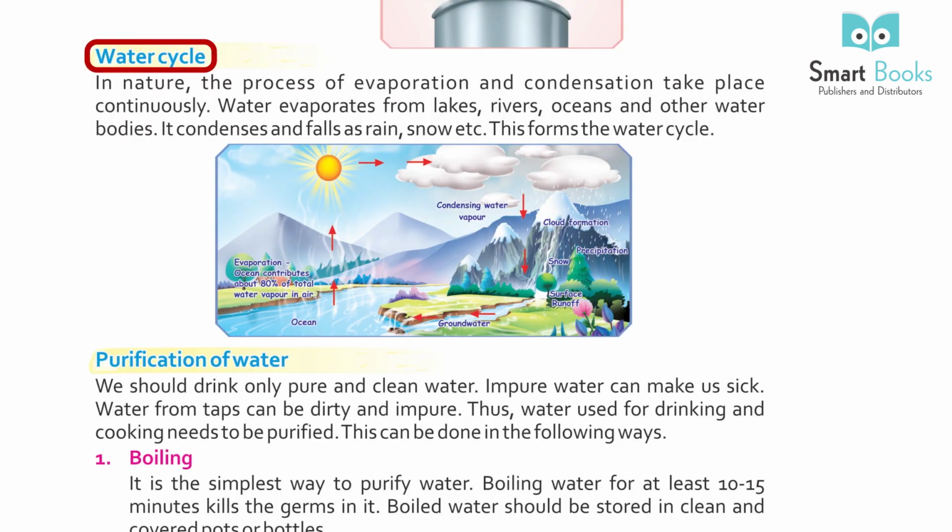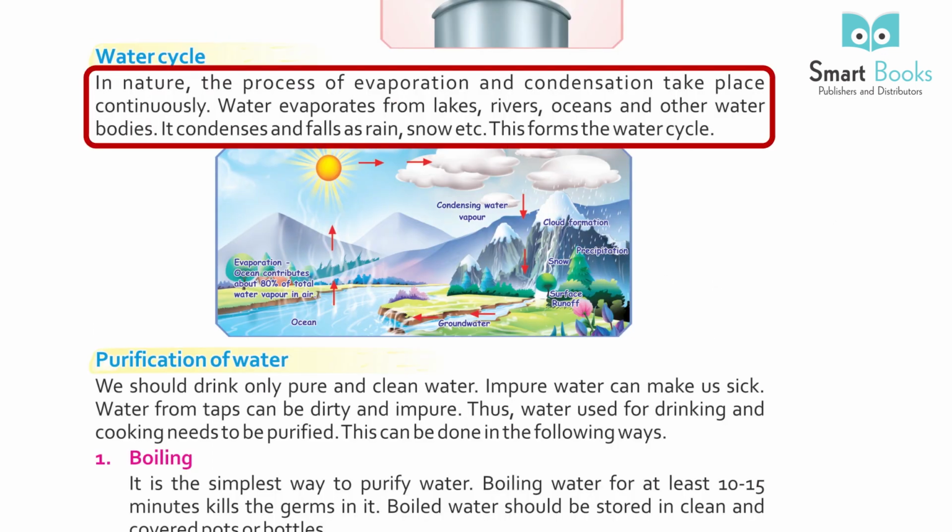Water cycle. In nature, the processes of evaporation and condensation take place continuously. Water vapors from lakes, rivers, oceans and other water bodies condense and fall as rain, snow, etc. This forms the water cycle.